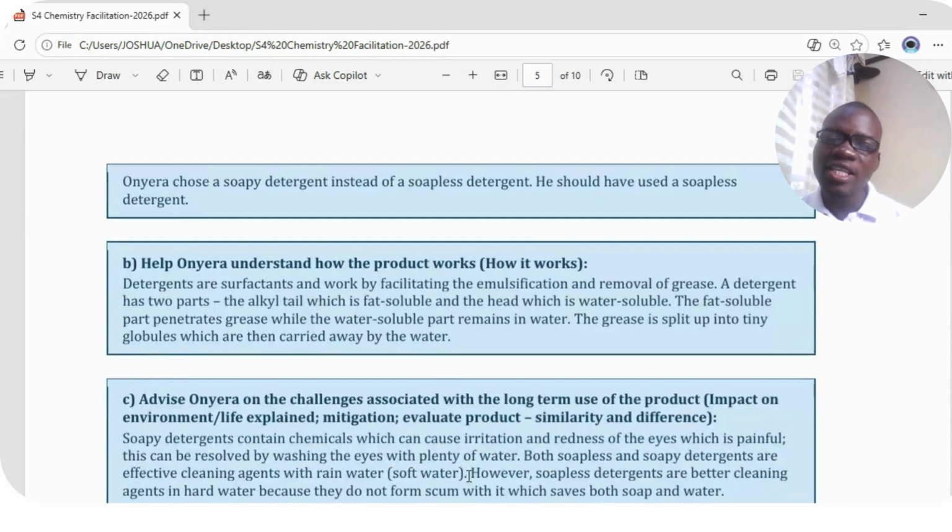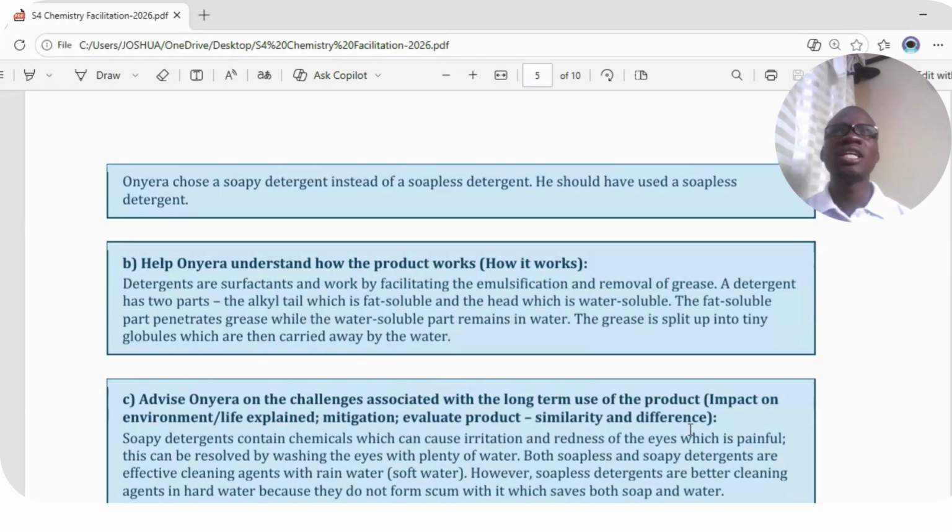Then part C, the last part, they always want the advice. They said advise Onyera on the challenges associated with the long-term use of the product. What do they need here? They want you to give advice to Onyera. And I told you, for the case of advice, always give the impact on the environment or life, then go on and explain for us. After explaining, go on and give the mitigation measure. After that, give us the evaluation. How are you going to evaluate? Give us the similarity and then the difference.